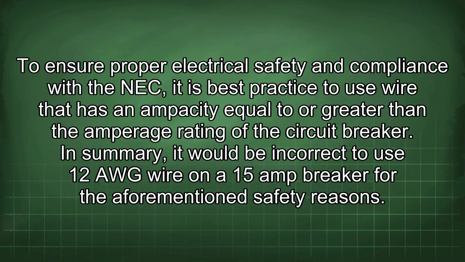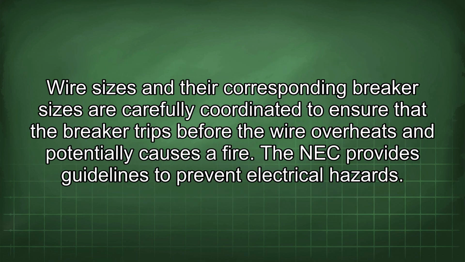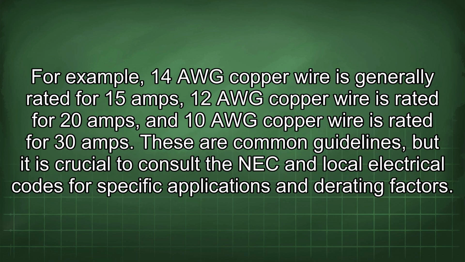In summary, it would be incorrect to use 12 AWG wire on a 15 amp breaker for the aforementioned safety reasons. Wire sizes and their corresponding breaker sizes are carefully coordinated to ensure that the breaker trips before the wire overheats and potentially causes a fire. The NEC provides guidelines to prevent electrical hazards. For example, 14 AWG copper wire is generally rated for 15 amps, 12 AWG copper wire is rated for 20 amps, and 10 AWG copper wire is rated for 30 amps.